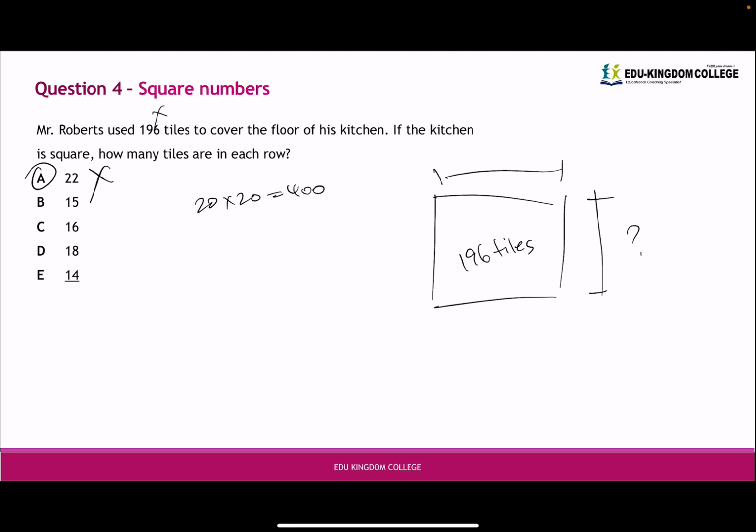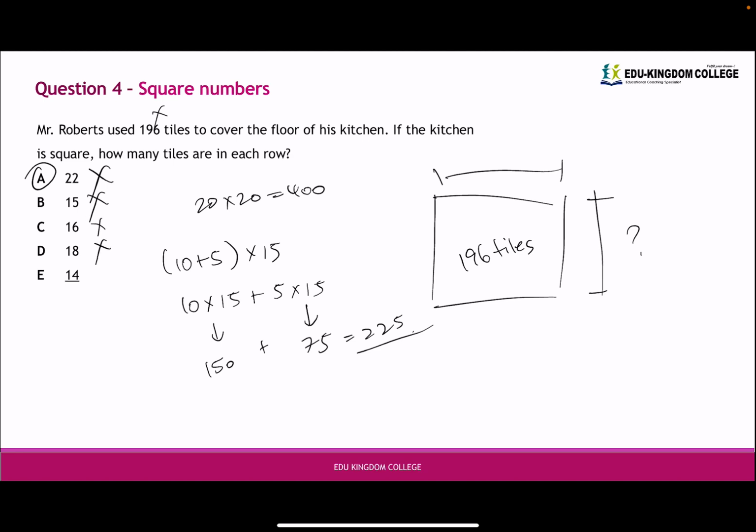What's 15 times 15? This is where we use the method that I taught you guys at the start. So 10 plus 5 times 15 equals 10 times 15 plus 5 times 15, and that's just 150 plus 75. That equals 225. That's also too big, so it's not 15. It can't be 16 or 18, because 15 was already too big, so it's got to be 14. And if you try it out, maths works.